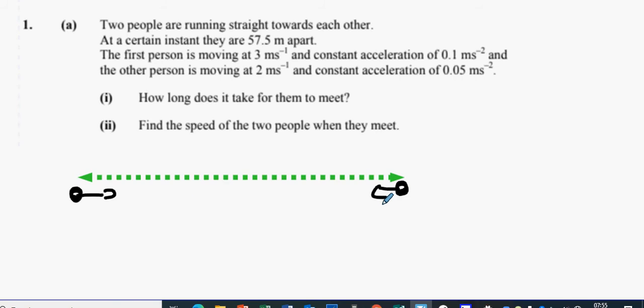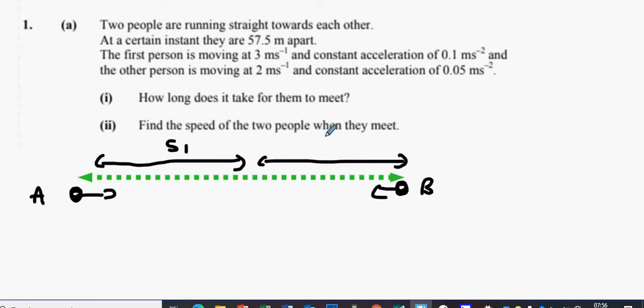So this is person A and person B. And the deal is that they run a certain distance each. So for example, person A runs S1. Person B runs S2. So what is S1 plus S2?